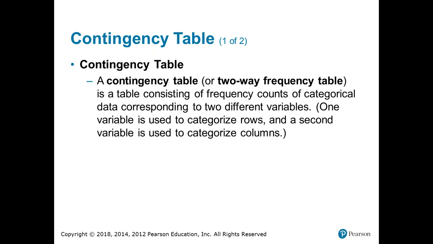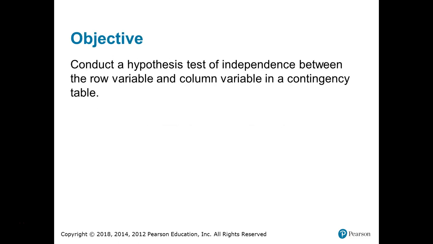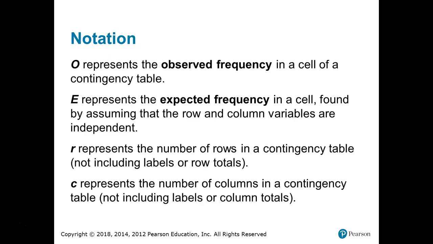Okay, so to continue on contingency tables. Like we said in the previous slide, it is a two-way frequency table consisting of frequency counts. One variable is used to categorize rows and the second to categorize columns. And we are conducting tests of independence. So the objective here is we will conduct a hypothesis test of independence between the row variable and the column variable in a contingency table.